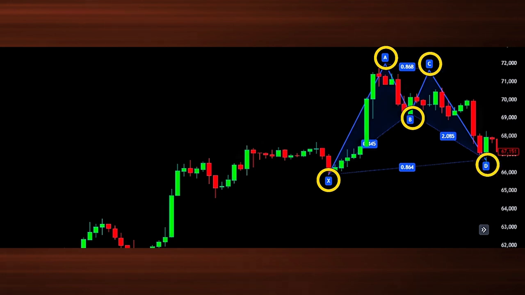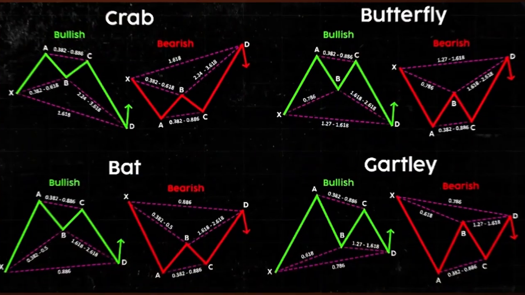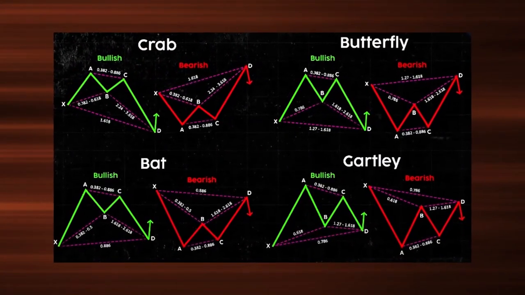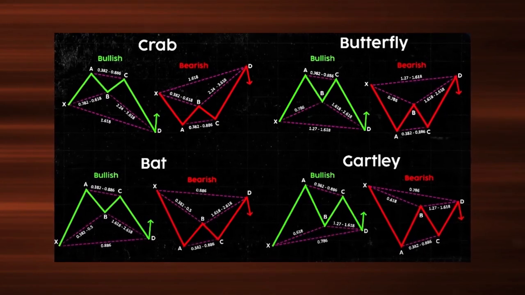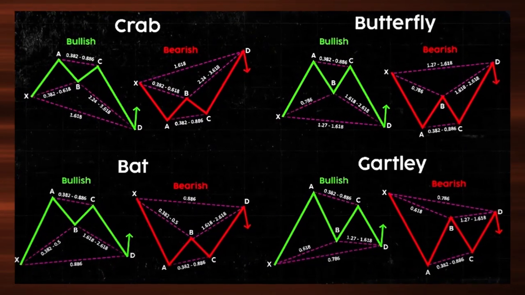For example, point X to point B needs to have a value between 0.382 and 0.5. Point A to C needs to have a value between 0.382 and 0.886. The same thing applies to the other points. If it does, you may then decide how to proceed depending on the pattern that emerged. There are several harmonic patterns that can be found. The most famous ones are butterfly, bat, and crab, and each has a distinct value.